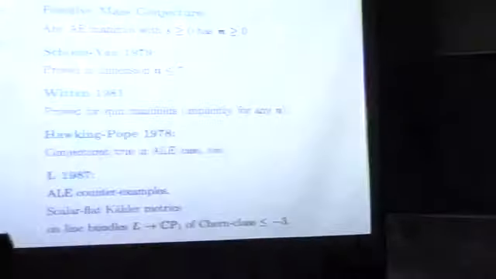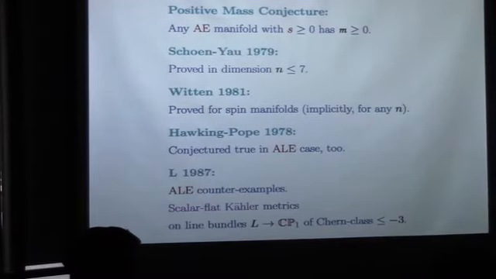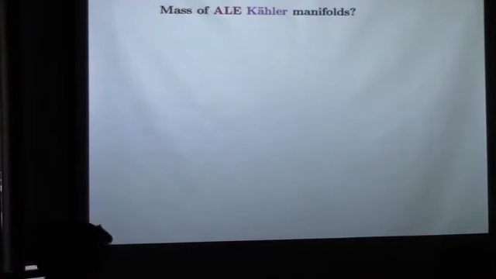So the Burns metric was on the Chern class -1 line bundle, and that metric has positive mass. The Iguchi-Hansen metric is on the Chern class -2 line bundle. That's one of the Gibbons-Hawking metrics, and that has 0 mass. But it turns out the mass becomes negative when this line bundle has sufficiently negative Chern class.